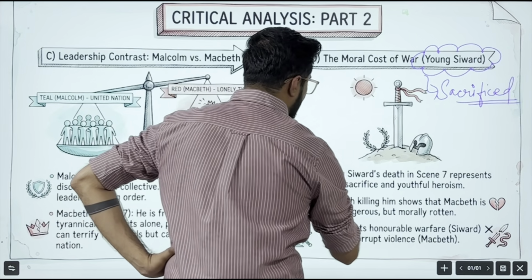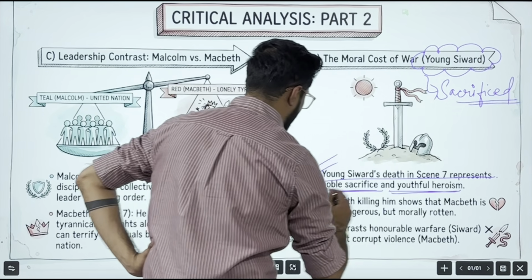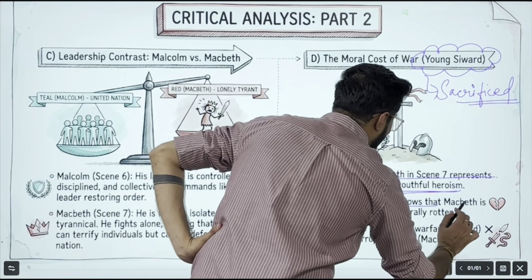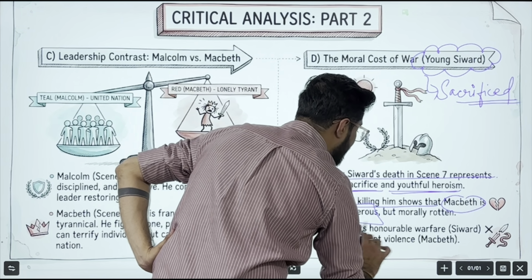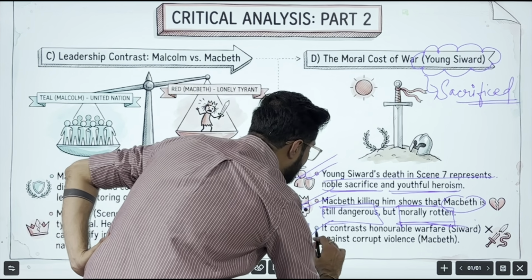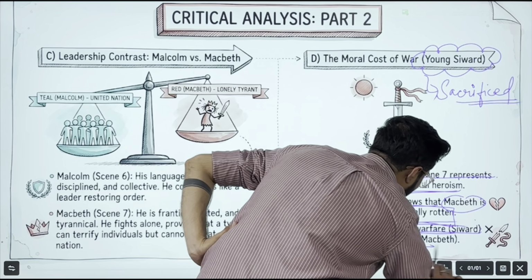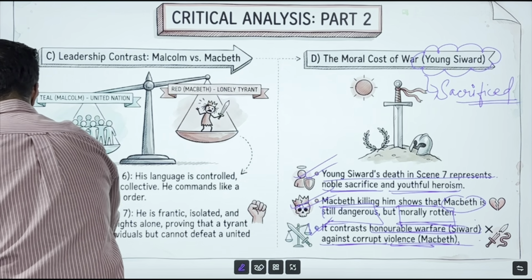Okay. Over here, young Siward's death in scene 7 represents a noble sacrifice and youthful heroism, and Macbeth's killing him shows that Macbeth is still dangerous but morally rotten at the same time. This contrasts honorable warfare, Siward, against the corrupt violence that is Macbeth himself.